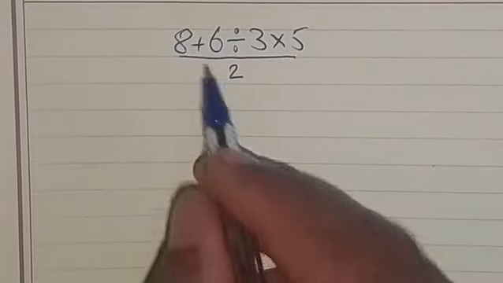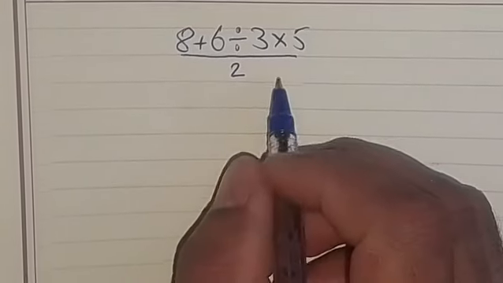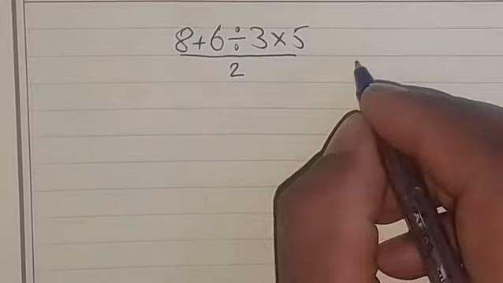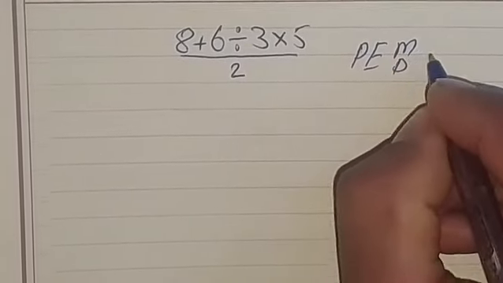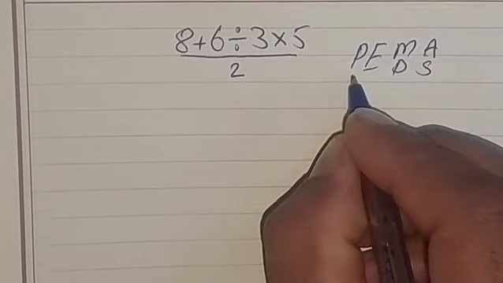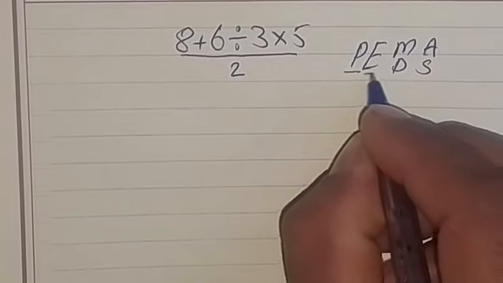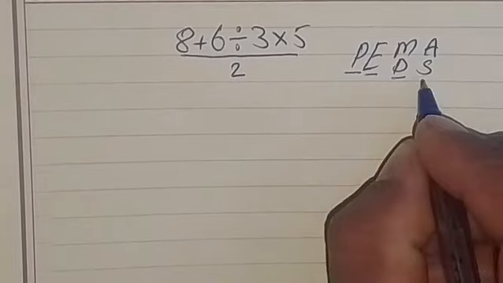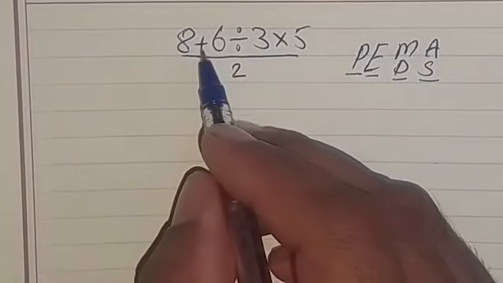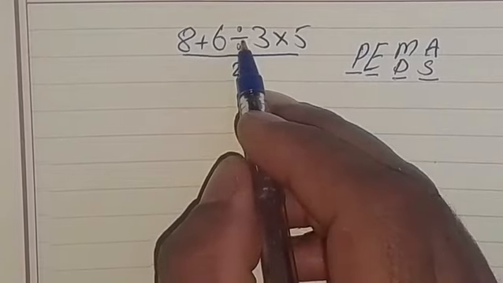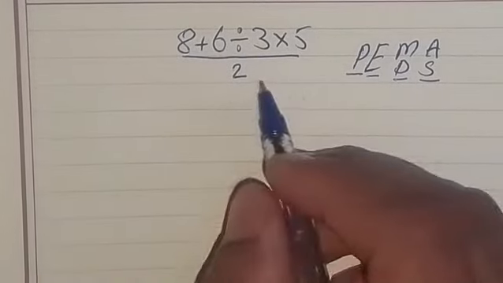Today we find the value of this fraction: 6 plus 3 multiplied by 5 over 2. Now we solve it by the rules of mathematics, PEMDAS. According to the PEMDAS rule, first we solve parentheses, then exponent, then multiplication or division, and then addition or subtraction. Now we have one addition, one division, and one multiplication.